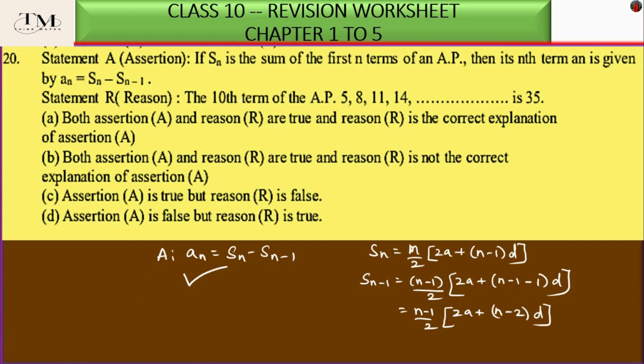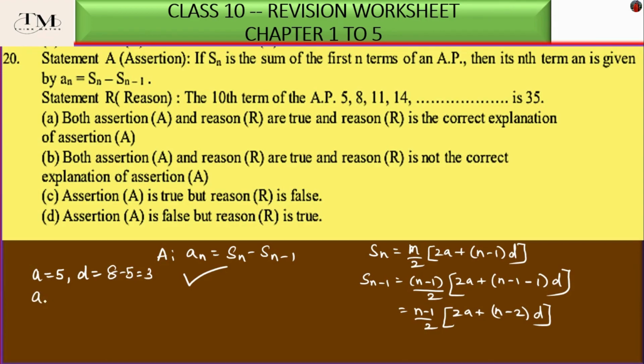What about the statement R? It is the 10th term of this AP is 35. So let us verify whether it is correct or not. From this expression we have the first term A equal to 5 and D equal to 8 minus 5. 8 minus 5 is equal to 3. And what is given? The answer is the 10th term is 35.